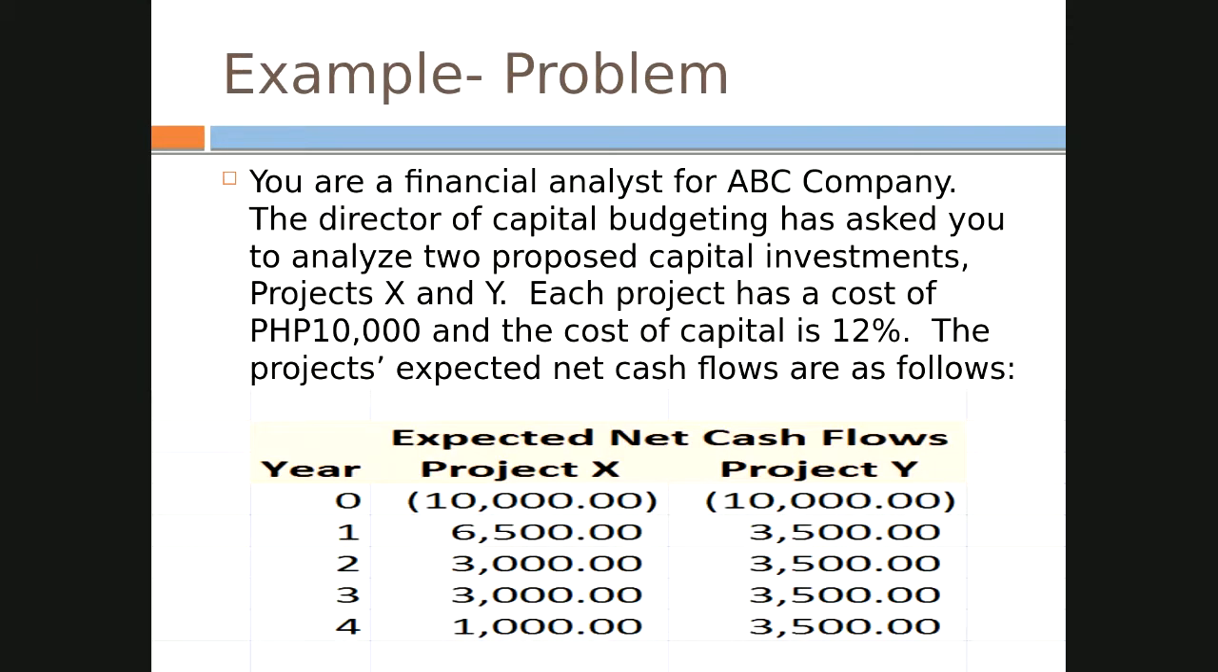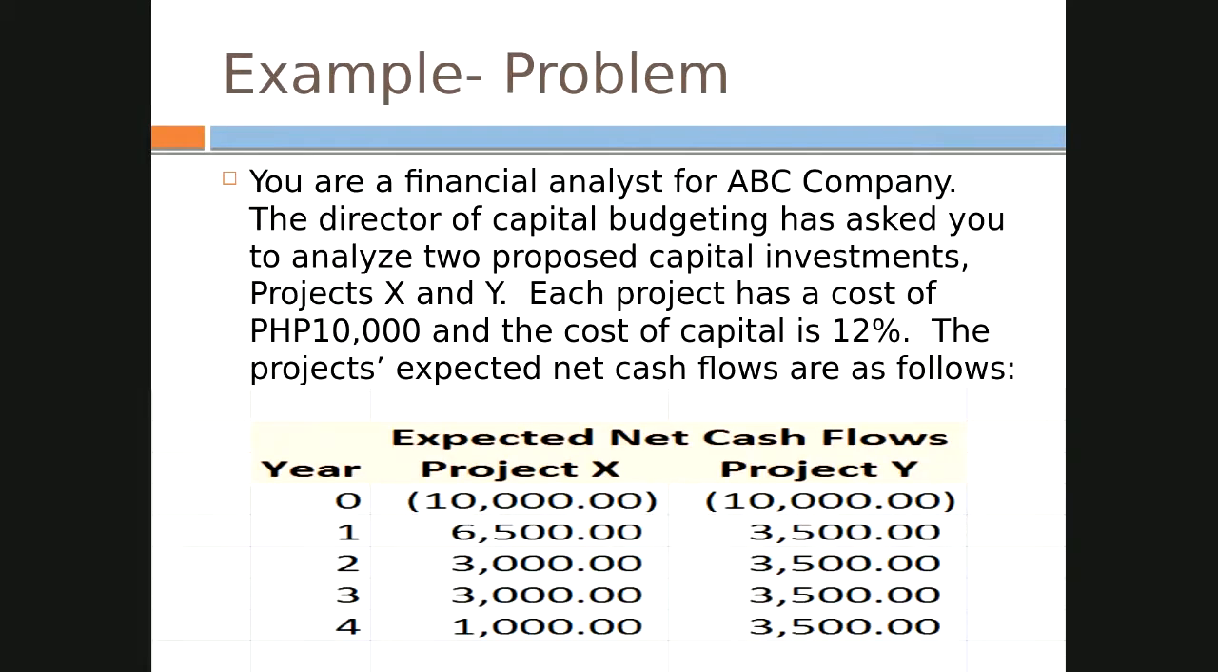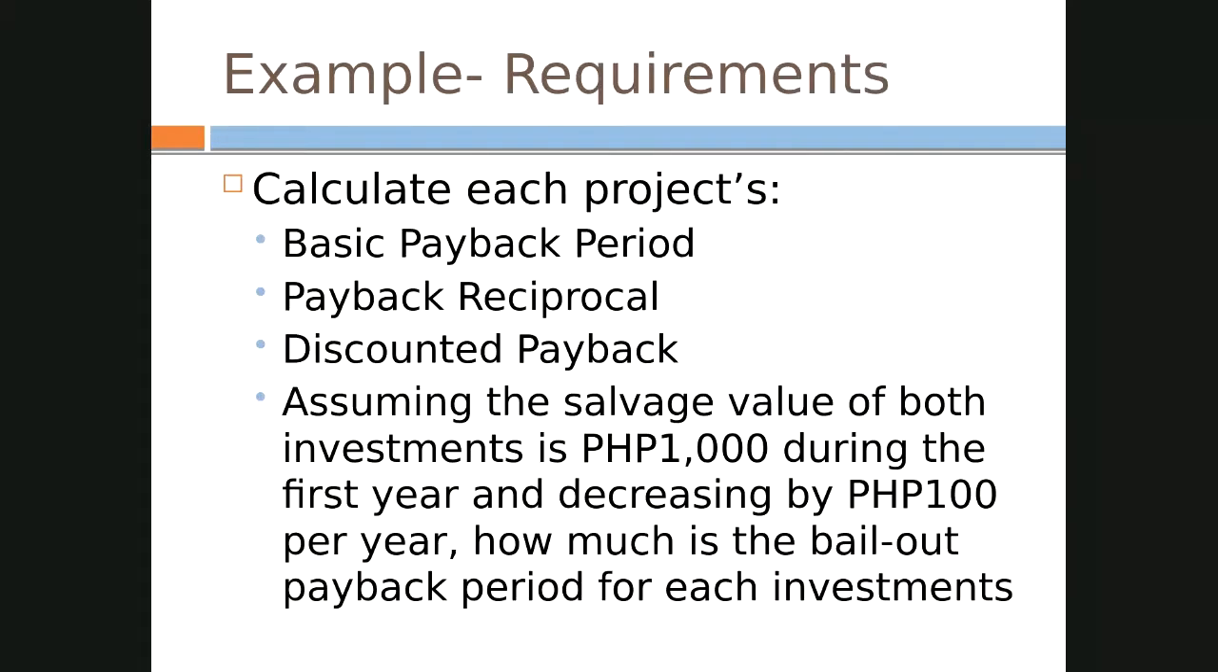So, ito yung example. Gawin natin kay Project X, kasi kay Project Y, nakompute ko na kanina, di ba? That's 2.86. Tingnan natin kung tama. Dito lalabas. So, ito yung hinihingi sa atin: calculate each project's basic payback, payback reciprocal, and discounted payback.